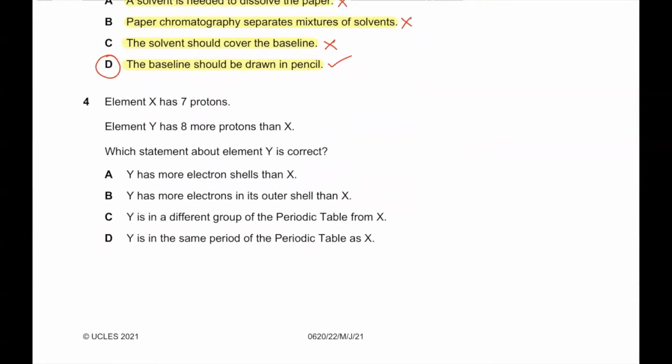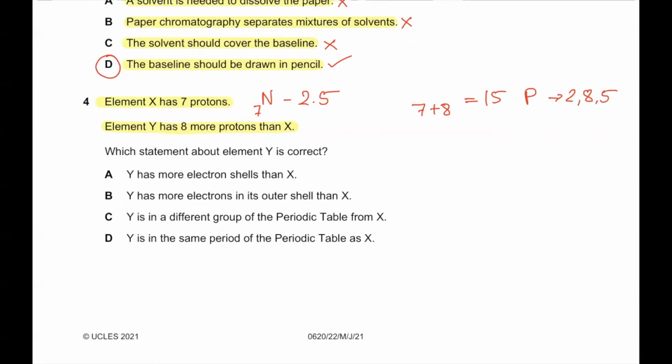Question number 4. Element X has 7 protons. So guys, if we look into the periodic table, 7 protons is nitrogen. Nitrogen contains 7 protons. Its electronic configuration is 2,5. Now element Y has 8 more protons than X. Now 8 more protons, so 7 plus 8, it will be 15. So that will be phosphorus. Phosphorus contains 15 protons. It has an electronic configuration of 2, 8, 5.